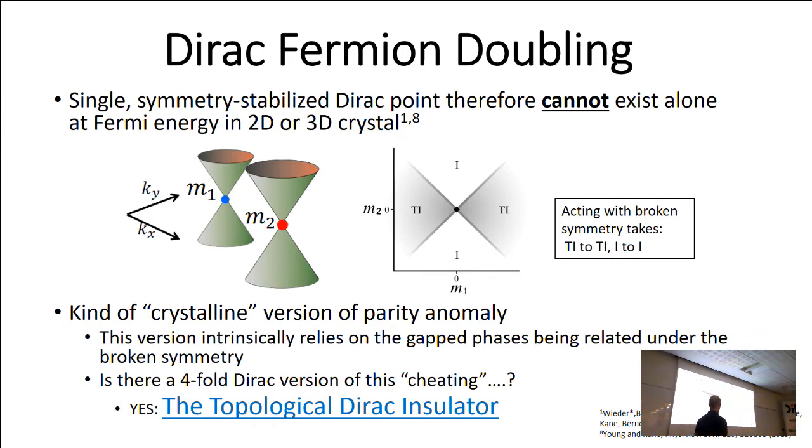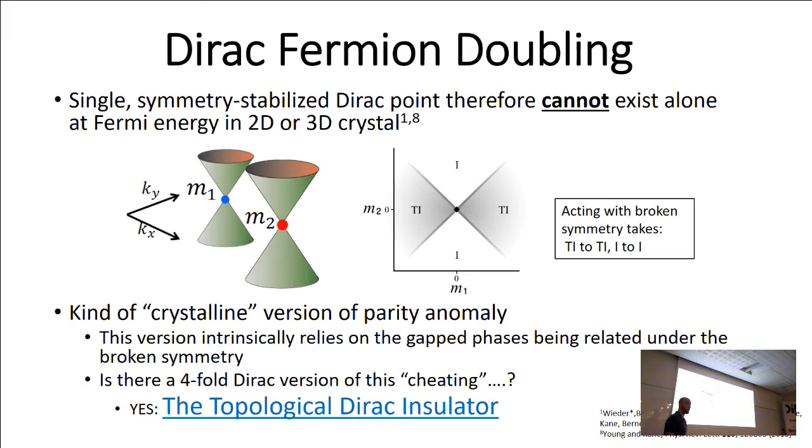So what I could do is if I have a system that has two of these things, then they each have an individual mass. And it's unfortunate here that the axes of this figure are sort of a linear combination of these, but the idea is that now when I act with a broken symmetry, then I mirror about the horizontal or the vertical, and so I take a TI phase to a TI phase or a trivial phase to a trivial phase. And the idea is that now in a system with these two things, I could act with broken crystal symmetries and still have a well-described healthy low-energy theory. So this is like a crystalline version of the parity anomaly.